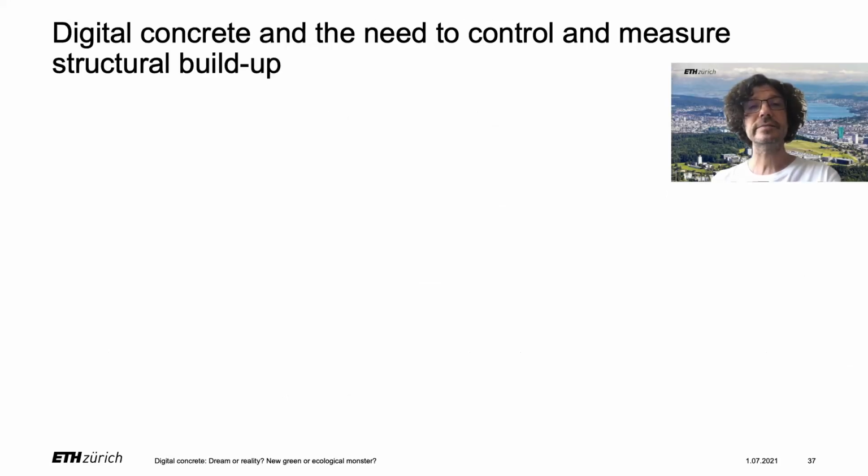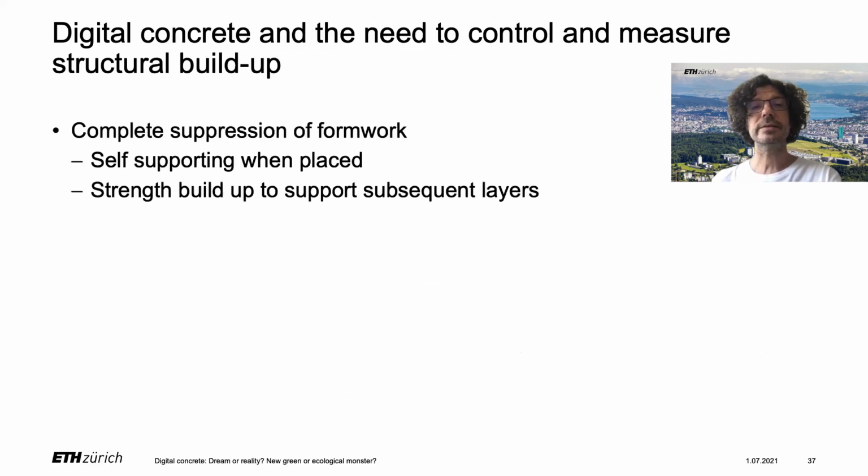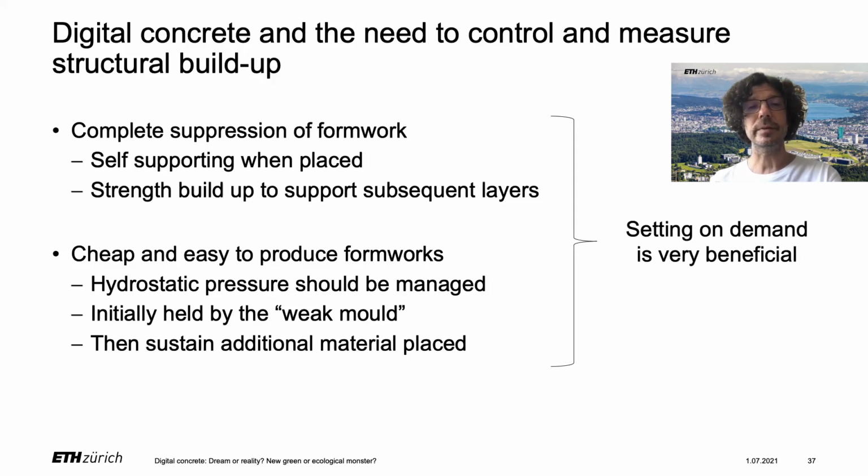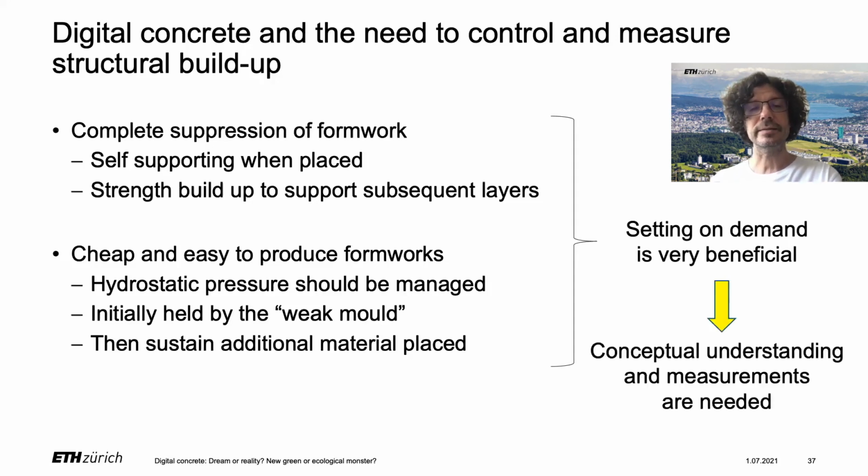To elaborate on these objectives, let me just underline that in extrusion printing, we're talking about completely suppressing a formwork and needing a material which is self-supporting as soon as it is placed. In the processes of digital casting, there may be some minimum initial support, but very rapidly also the material should build up strength. So in both cases, the process of so-called setting on demand, of accelerating the material as it is deposited, is very beneficial. And in order to optimize our systems, we need a conceptual understanding of these processes, but also measurements to follow this strength development and better calibrate it to the needs of a given construction process.